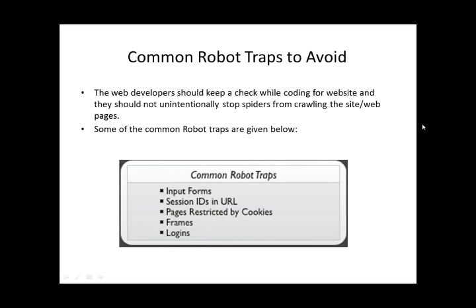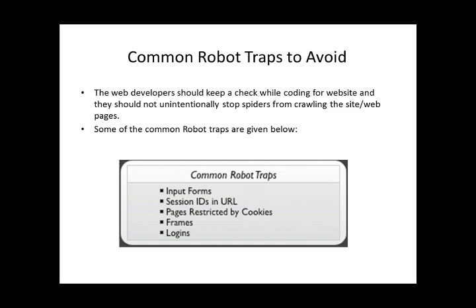So ideally, while we code for any URL, there are certain things that we unintentionally do that stop the spiders from crawling any web page or the entire website in one go. So there are certain issues or common robot traps that we should keep in mind, and we should always avoid these things while coding for individual URLs.